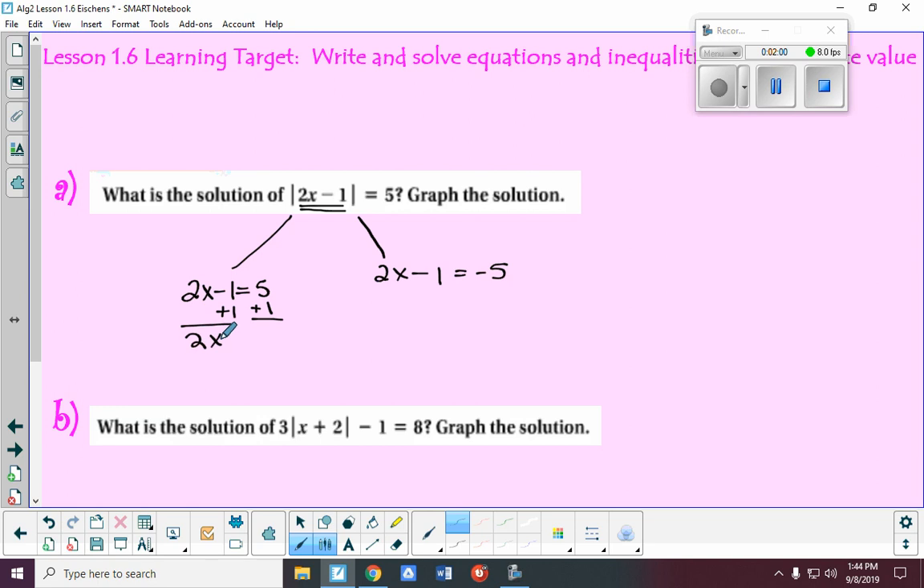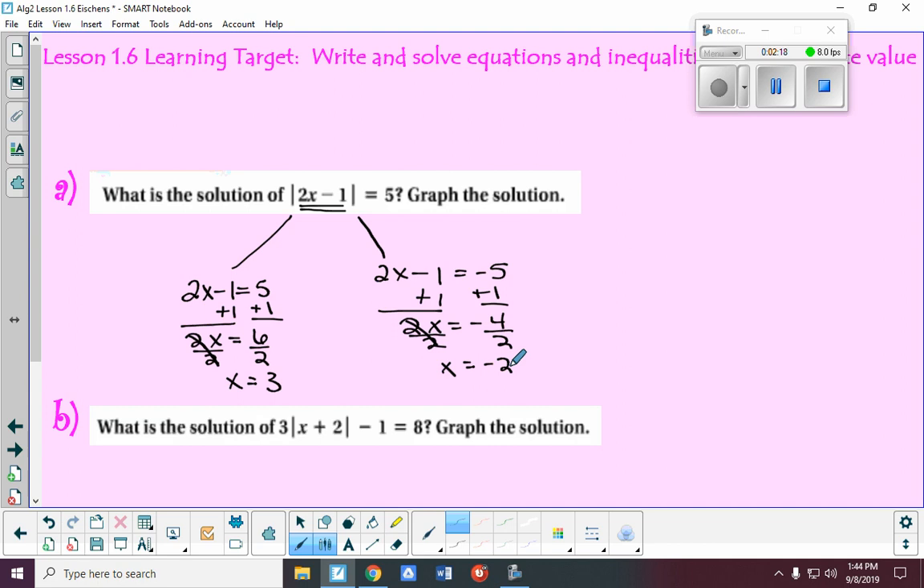So 2x equals 6, x would equal 3. 2x equals -4, divide by 2, x would equal -2.